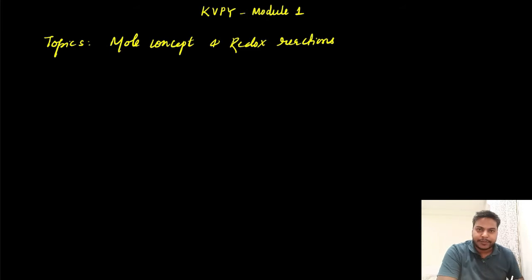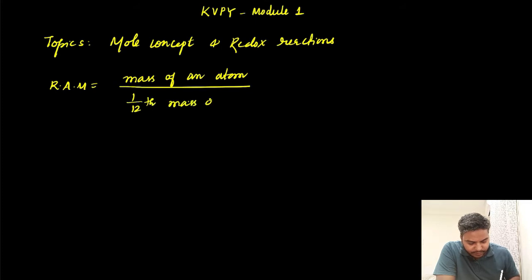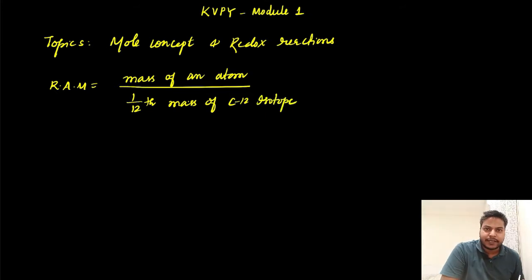In mole concept, there are a few terms which we must know. That includes relative atomic mass, which implies the mass of an atom with respect to the 1 by 12th mass of carbon 12 isotope. Fine. So this is the first thing we must know.